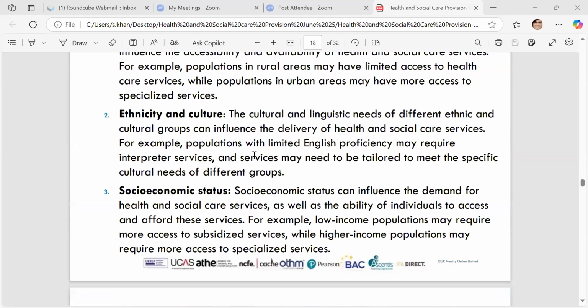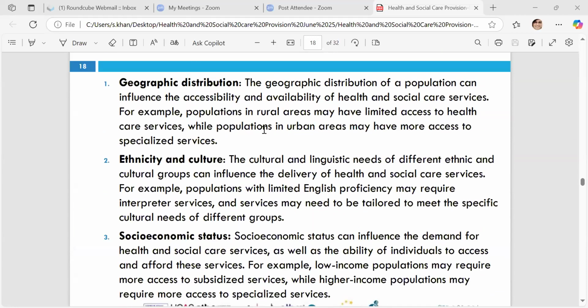The next one is geographical and cultural distribution, and this is accessibility and availability of health and social care services. For example, in rural areas you may not be able to get services. Urban and rural areas have different demographic profiles and service needs. Not every area has the same demographic need. Rural areas may face challenges in attracting and retaining healthcare professionals, and urban areas may have a higher concentration of specific demographics like young professionals or elderly populations.